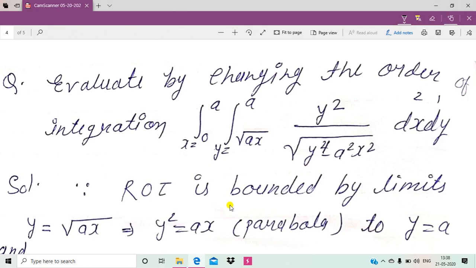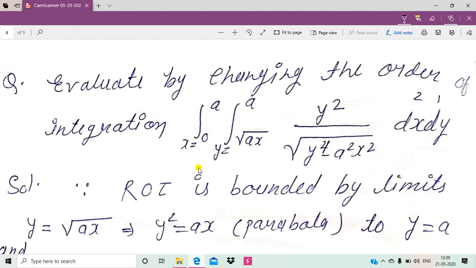In the next question, we have to evaluate this integration by changing its order of integration. It is a double integration, and initially the order, as we can see, y has variable limits. So initially the order is integration first with respect to y and next with respect to x. Now first we have to change its order, then we have to evaluate the integration.